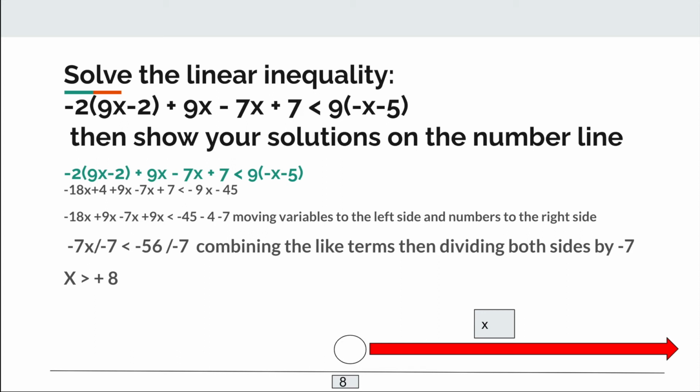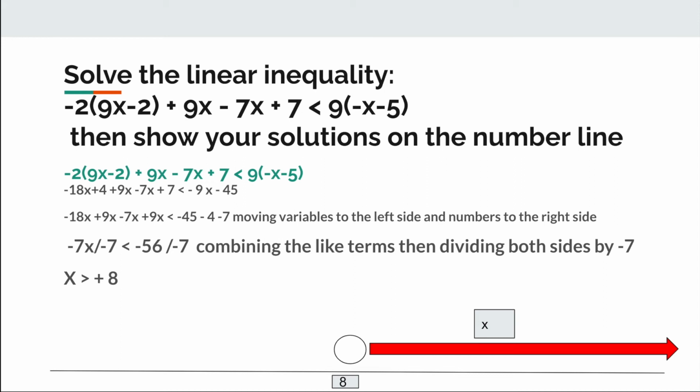So negative 2 times 9x is negative 18x, negative 2 times negative 2 is positive 4, then plus 9x stays the same, minus 7x stays the same, and positive 7 I dropped it down, less than 9 times negative x, which is 9 times negative 1x, so negative 9x. 9 times negative 5 is negative 45.